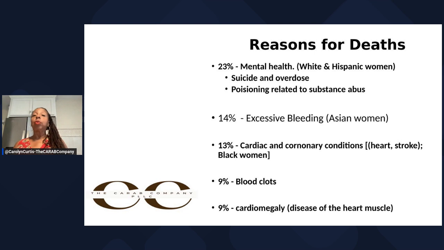Excessive bleeding, what we also would call hemorrhage, 14%, is affecting mainly Asian women. And this is where you're bleeding too much after you've had the baby. The amount that's too much is half a quart. Once it goes beyond half a quart, it's considered hemorrhage. Cardiac and coronary diseases, this affects the Black population the most. Blood clots, cardiomegaly, these are the other causes for maternal death.